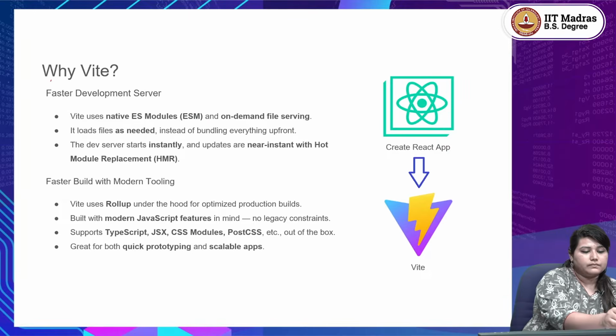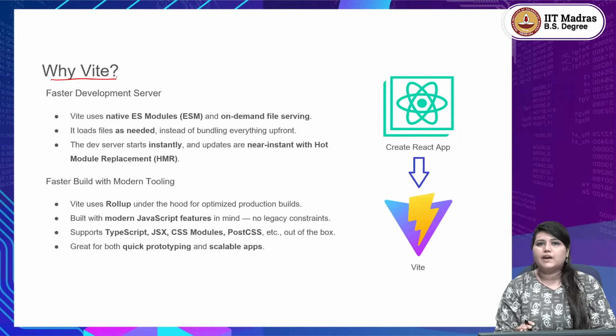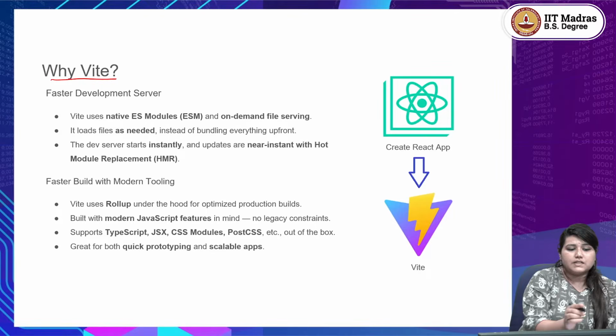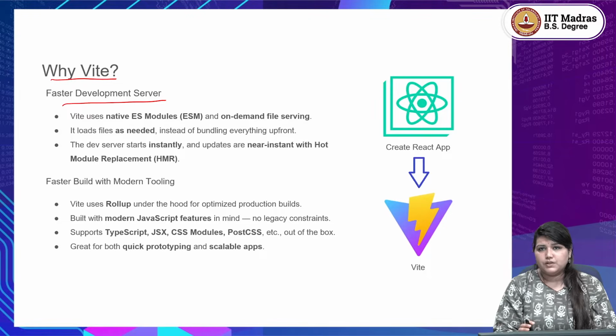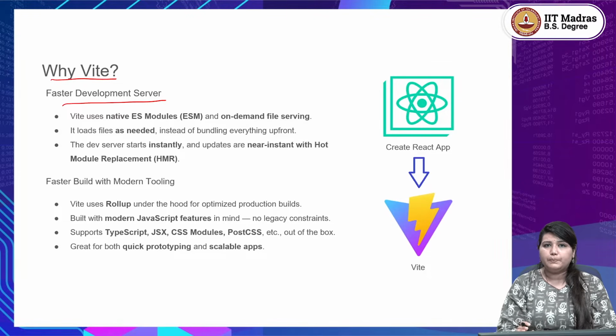Now, why Vite? Let us take a look at why Vite is such a compelling choice. First, faster development server. Vite leverages native ES modules, meaning it doesn't need to bundle your entire app during development. Instead, it serves files on demand, so the dev server starts almost instantly. Plus, it features hot module replacement or HMR, which means changes you make in your code are reflected in the browser almost immediately without a full reload.